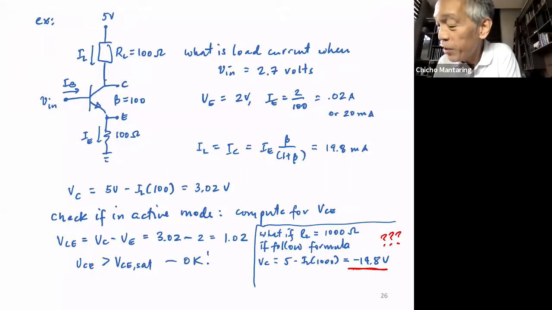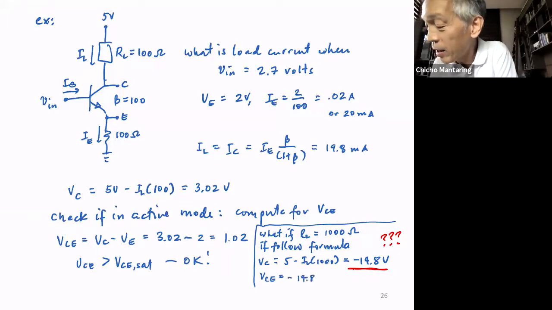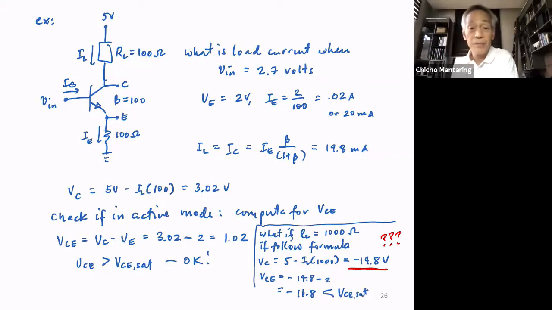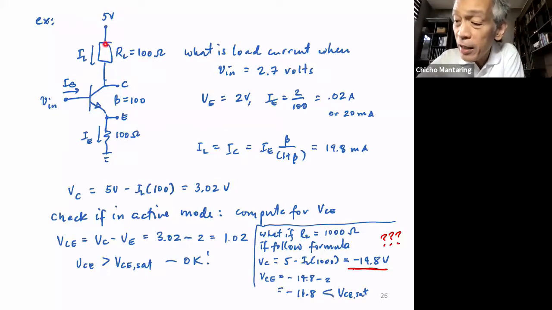If you compute for VCE, VCE will be minus 14.8 minus VE, which is 2. I'm going to get minus 16.8, which is less than VCE SAT. Meaning to say, if I had chosen a load resistor equal to 1,000, then with my input equal to 2.7, the transistor will saturate.